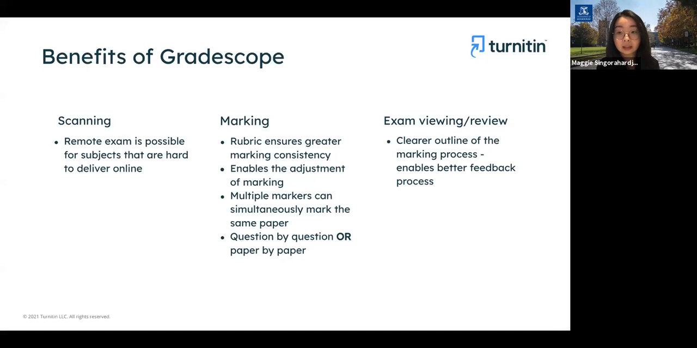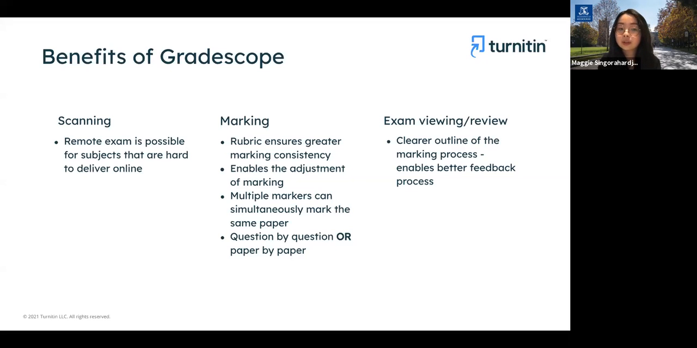In terms of marking, this is where, as mentioned previously, we see a lot of the benefit. Firstly, the rubric enables us to have greater marking consistency, by noting down where each point should be awarded. It enables us across markers to have that consistency in marking and the breakdown in where the mark will be awarded for each answer.